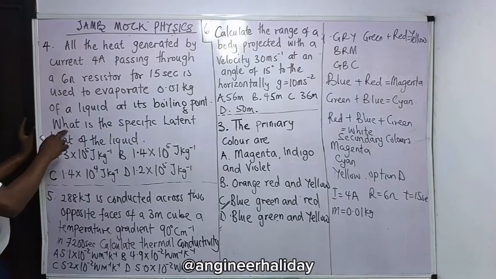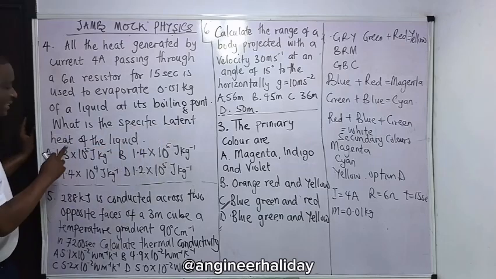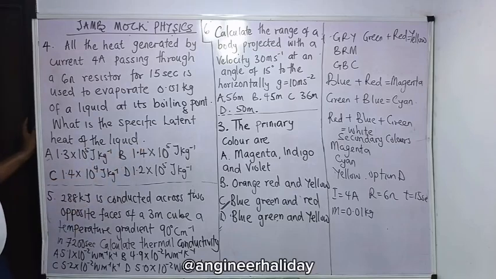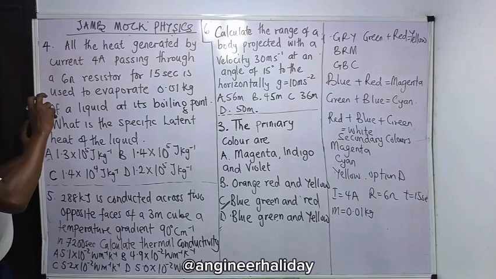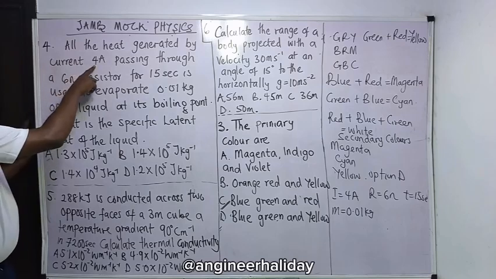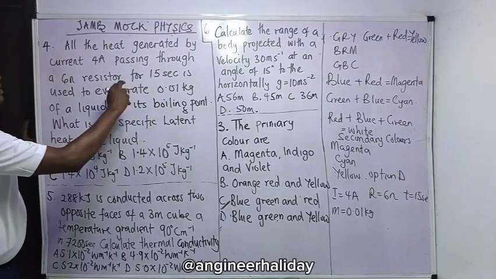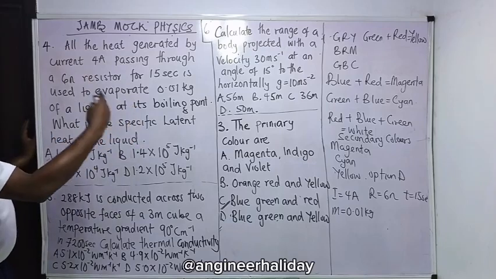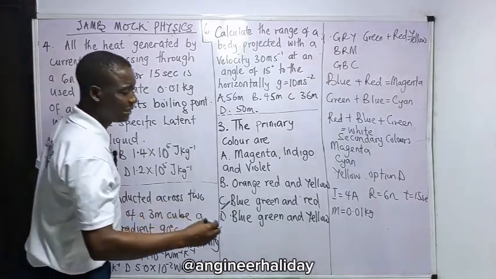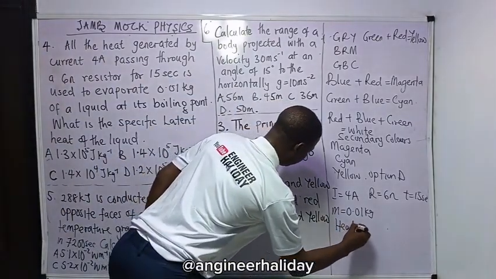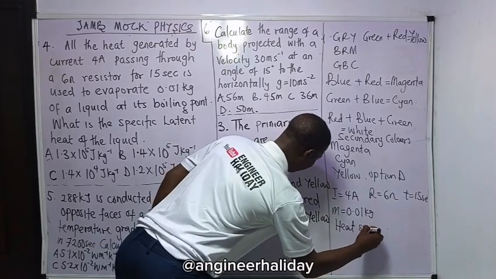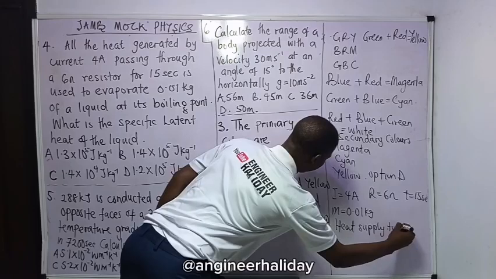Okay, what they say we should find is the specific latent heat of the liquid. That means what they are looking for now is the specific latent heat of vaporization. Now, what I understand concerning this question is that the heat produced as a result of passing a current of 4 ampere through a resistance of 6 ohms for 15 seconds helps to evaporate the liquid. So in that case, the heat would supply the energy to evaporate.